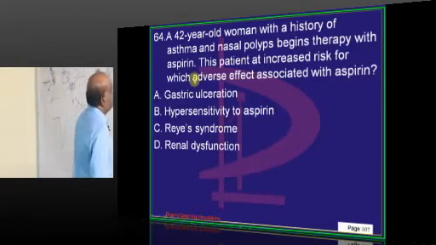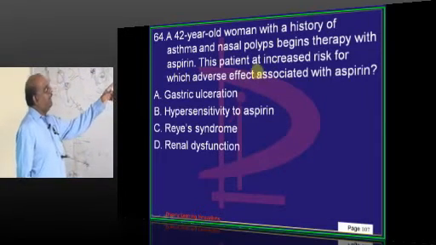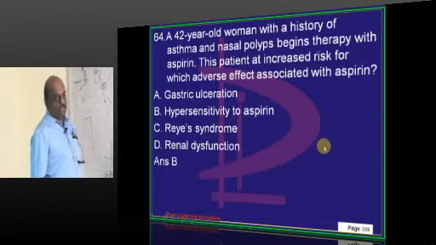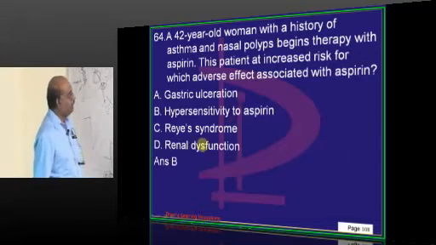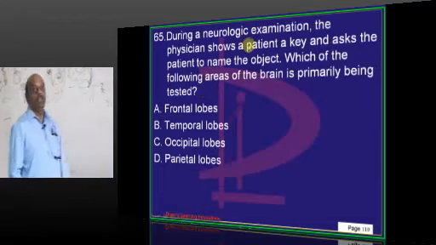A 42-year-old with nasal polyps and asthma, increased risk is there for what? Typically hypersensitivity to aspirin is what you have to basically remember.